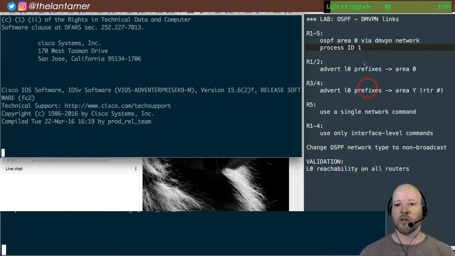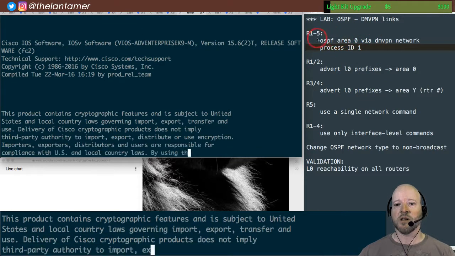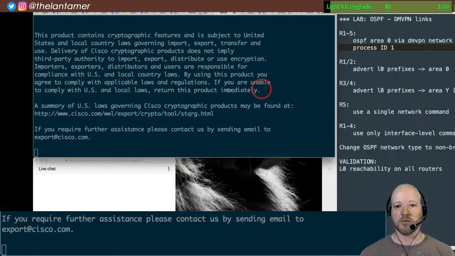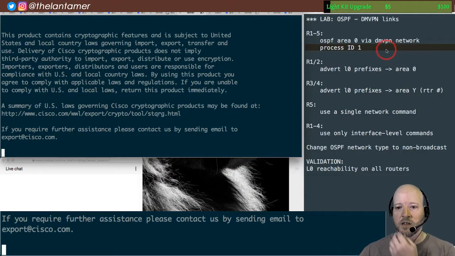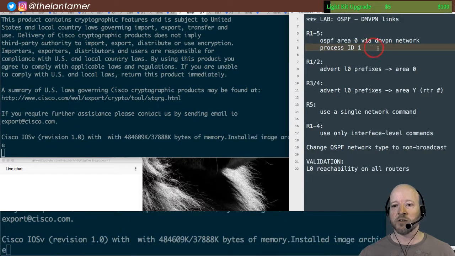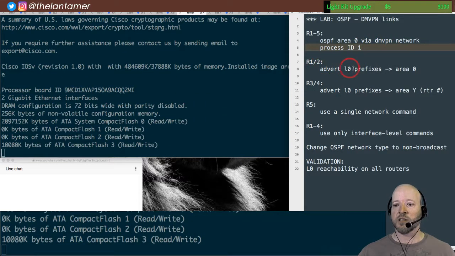So on our requirements, router 1 through 5, which is this DMVPN cloud here, 1, 2, 3, 4, 5. We're going to configure the tunnel interfaces. We're going to use a GRE tunnel. And we're going to advertise loopback prefixes into area 0 for routers 1 and 2. We're going to assume area 0 on router 5, the hub. So basically all routers will be in area 0 through the tunnel network. But the loopbacks we're going to do a little different.